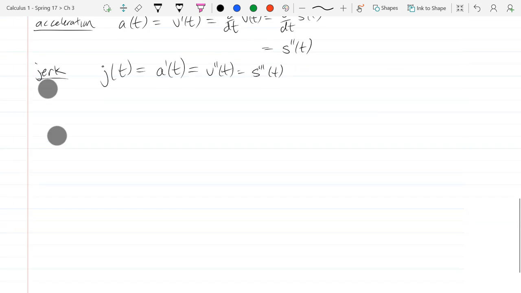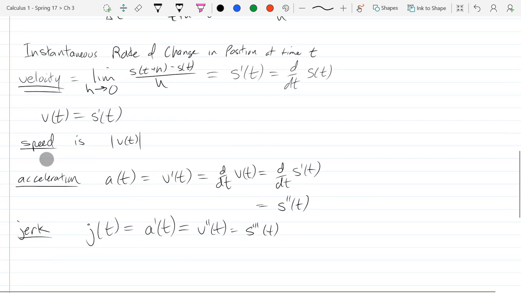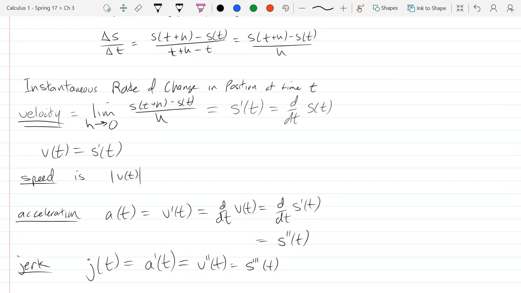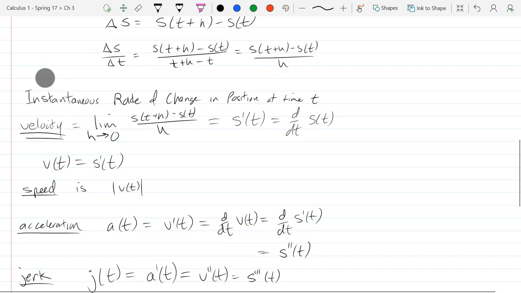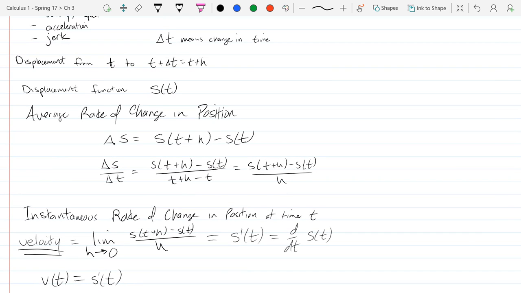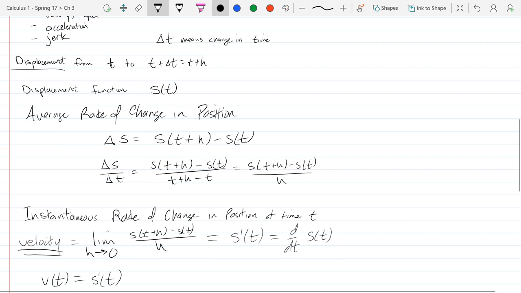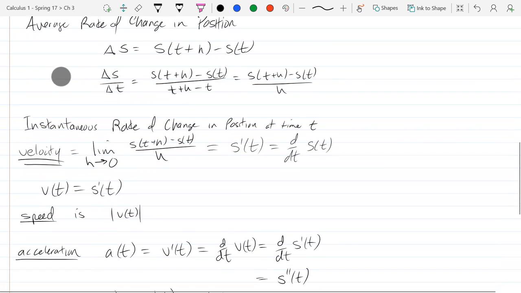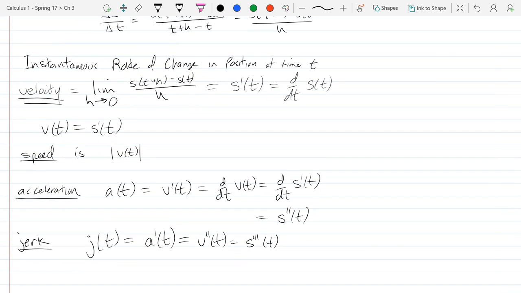So that is all for, well, five if you count speed, but speed is really just the magnitude of velocity, the absolute value of your velocity. For a position, I didn't underline it, or displacement. There we go. That's the last one. I don't really count speed because that's just the absolute value of velocity. It's not terribly exciting. So there's really four.